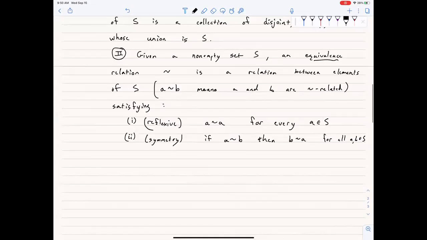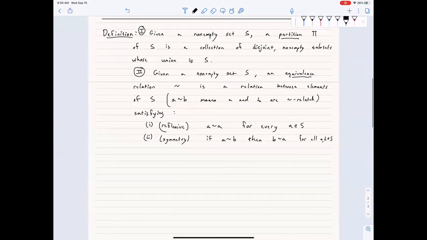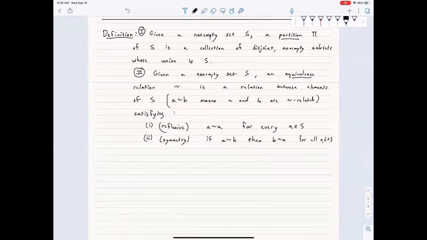And the third one, as I said, is something you see in popular culture. People misuse or use it all the time, in movies and so on. It's called transitivity. It says if A is related to B, A is equivalent to B, and B is equivalent to C, then A should be equivalent to C. Again, for all A, B, C. That's it.